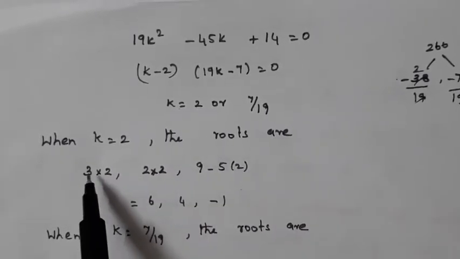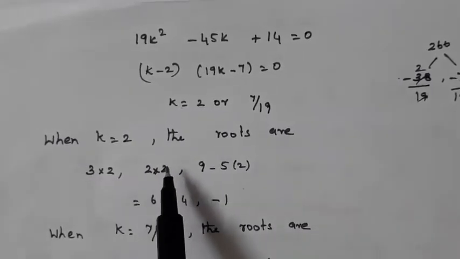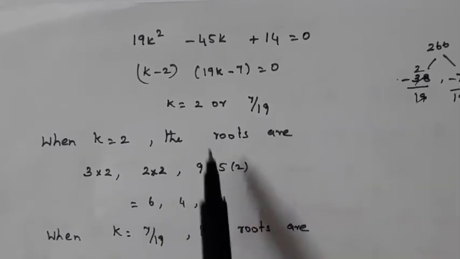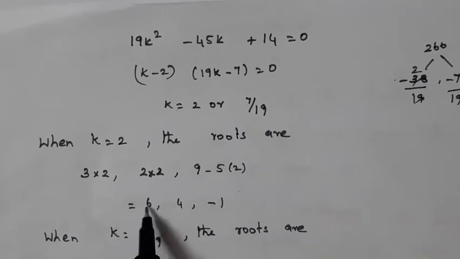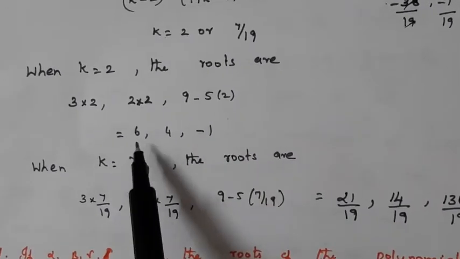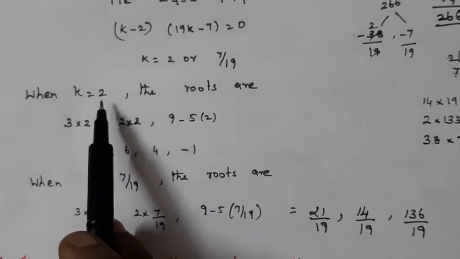Alpha is 3k, so 3 into 2, and beta is 2k, so 2 into 2, and gamma is 9 minus 5k, so 9 minus 5 into 2. That means 6, 4 and minus 1. So, this will be one set of roots by taking k as 2, right?